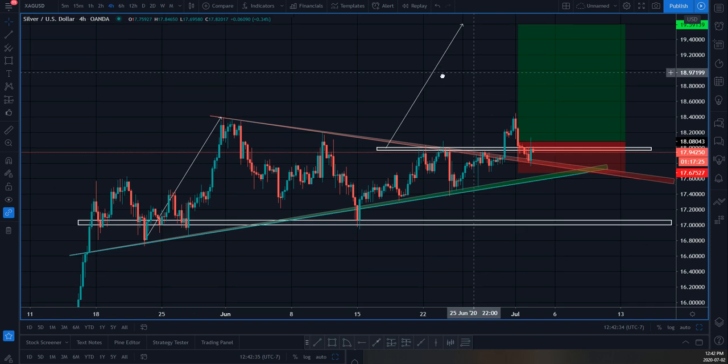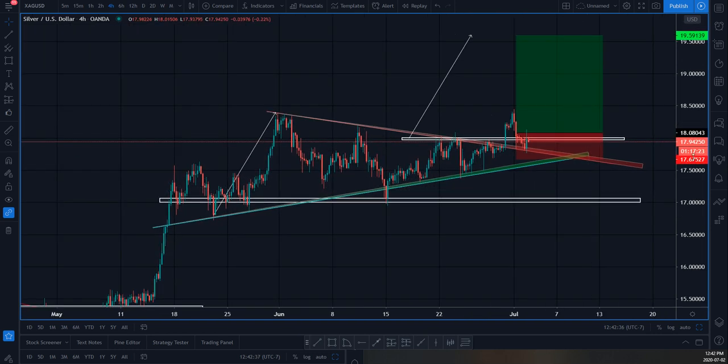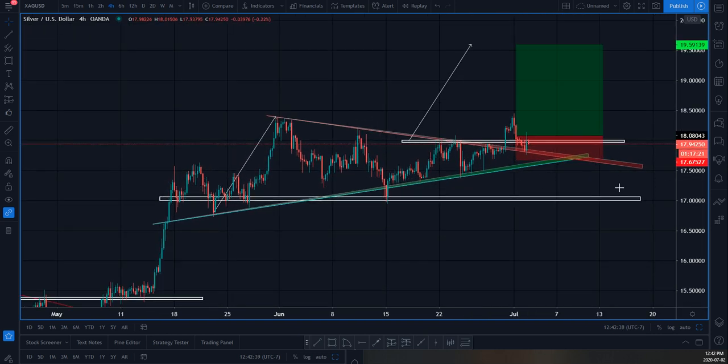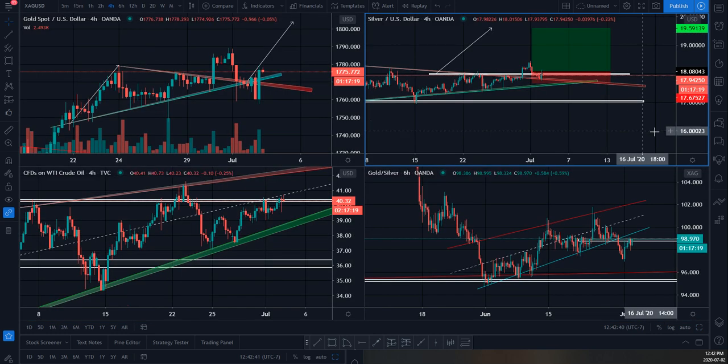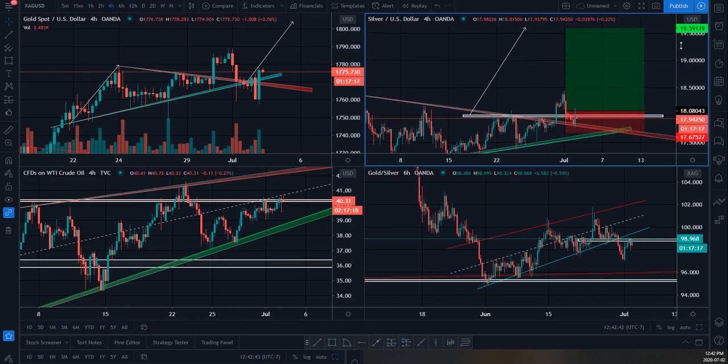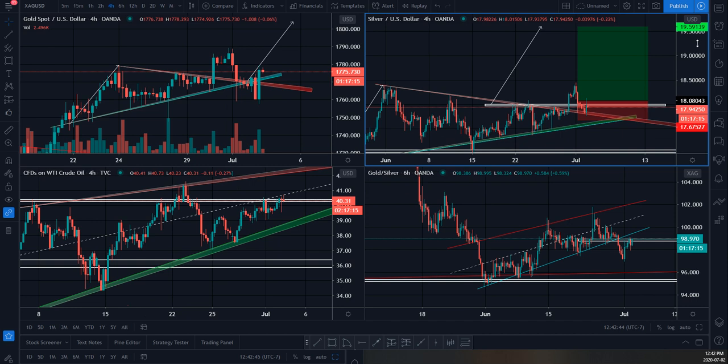So I'm just going to leave it and see if we get that strong initial push to the upside to kind of start the momentum up. That would be nice to see. But that's overall trade for silver. Not a whole lot more to discuss.